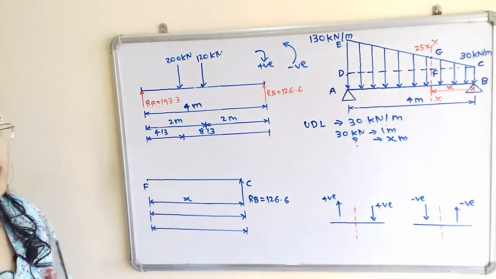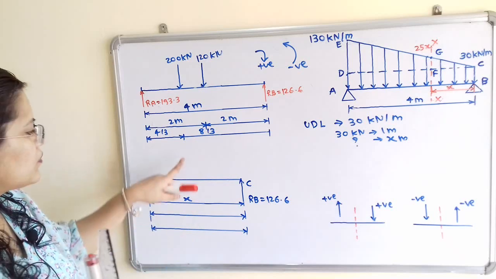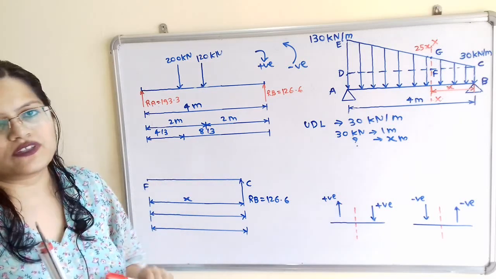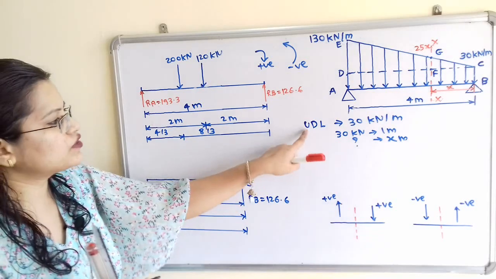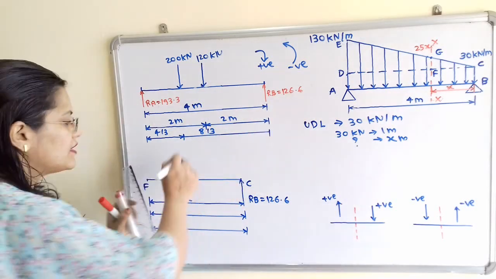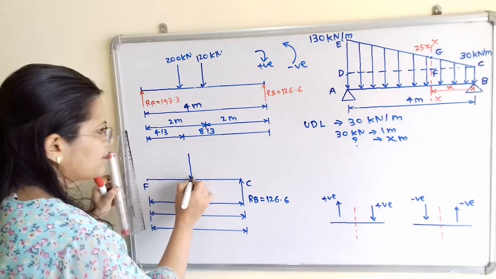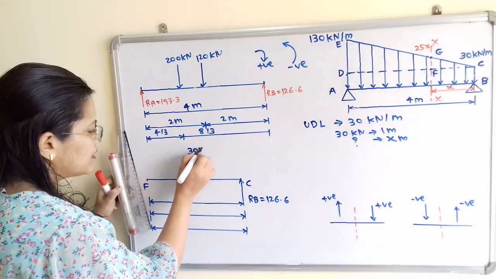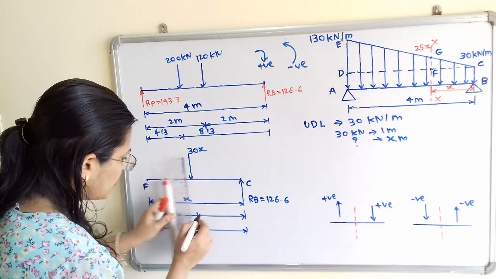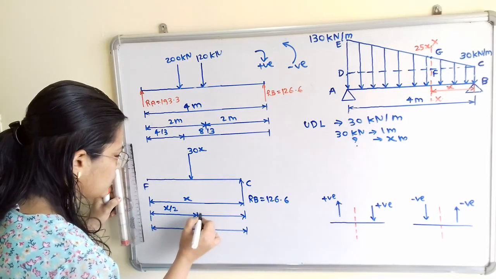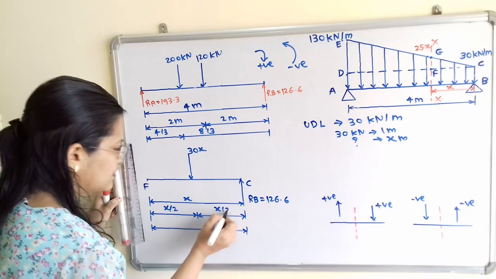So we have to show this. 30x we have to show with the point of application of load, or center of gravity point. For this uniformly distributed load, the point of application of load is at the center, and its magnitude is 30x, and we will show it at the middle point. That means here x by 2 distance on both the sides.